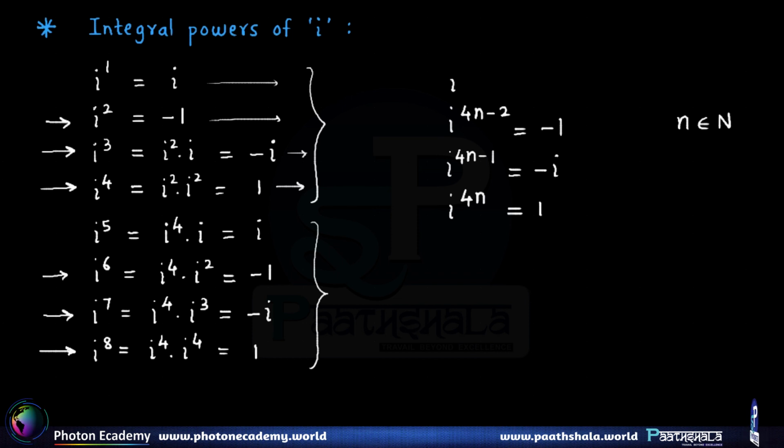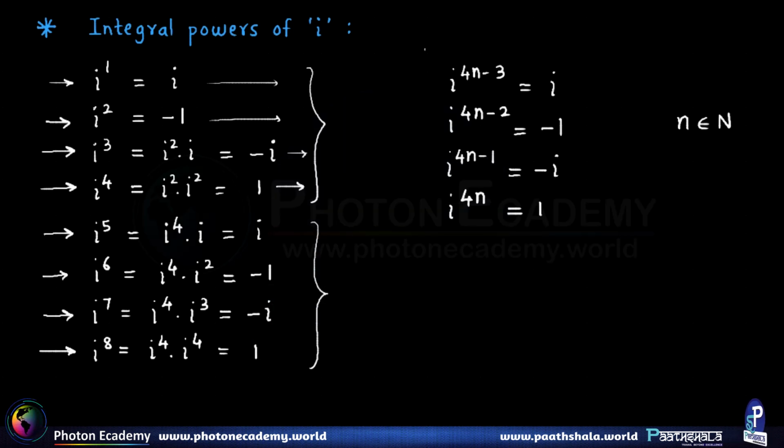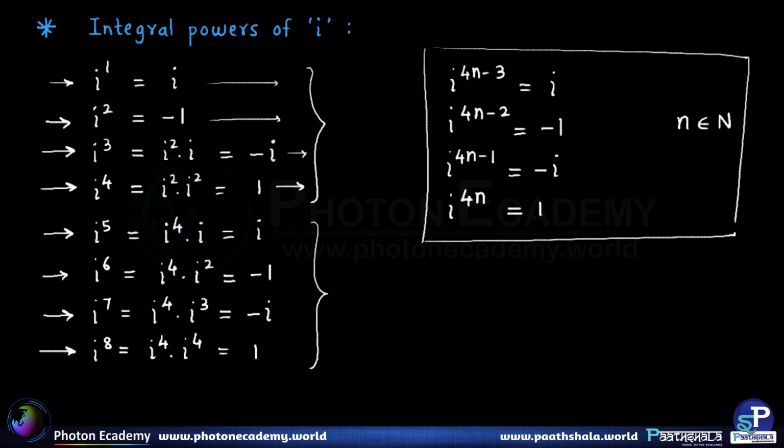And lastly we have i raised to 4n minus 3 equal to i, which are nothing but the powers i raised to 1, i raised to 5, or i raised to 9 and so on. So this is the relationship between various powers and the values of those powers. So this is where we can remember the integral powers of i.